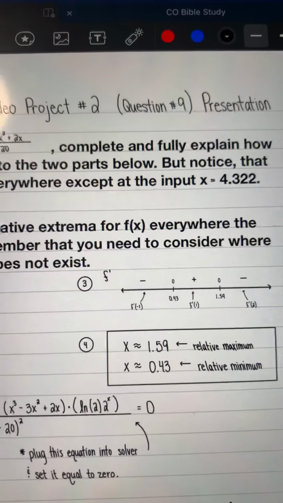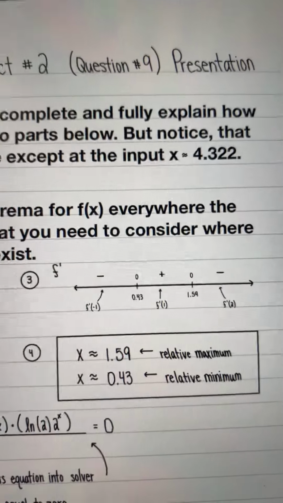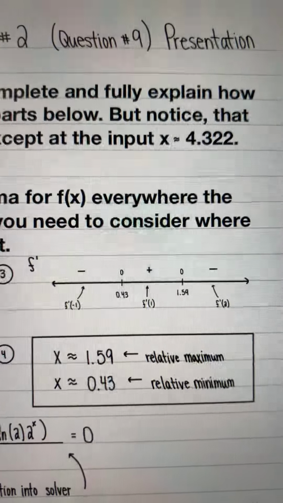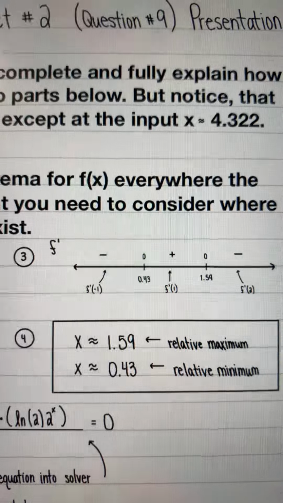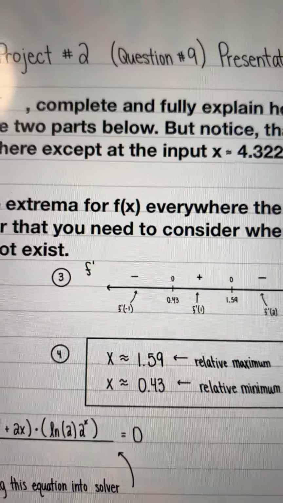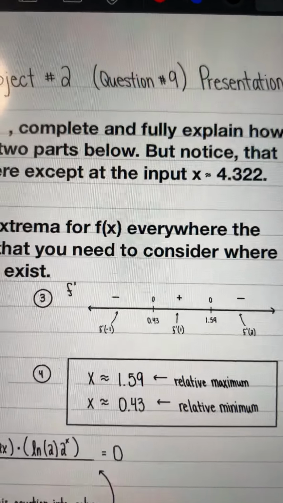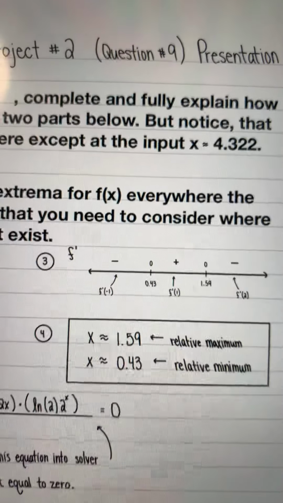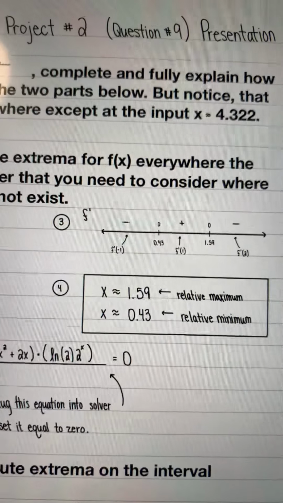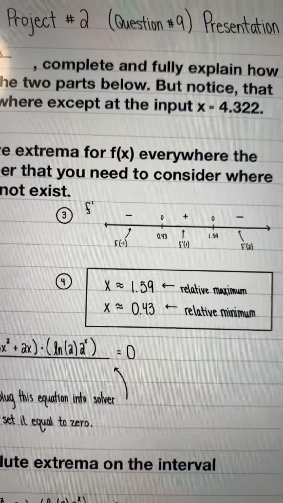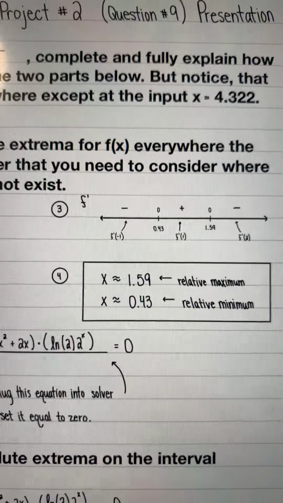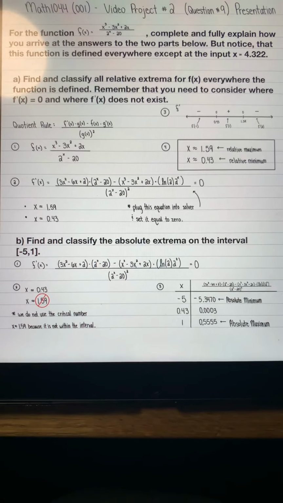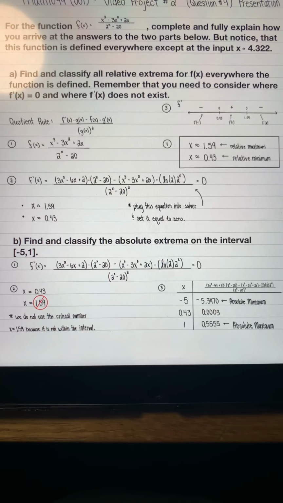Now you're going to plug this into the f prime sign chart, and you need to find a value on each side of your critical numbers. So I chose f prime of -1, the answer was negative, so you put a minus. F prime of 1, the answer was positive, so you put a plus, and f prime of 2, the answer was negative, so you put a minus. This gives us that x equal to 1.59 is our relative maximum, and x equal to 0.43 is our relative minimum.